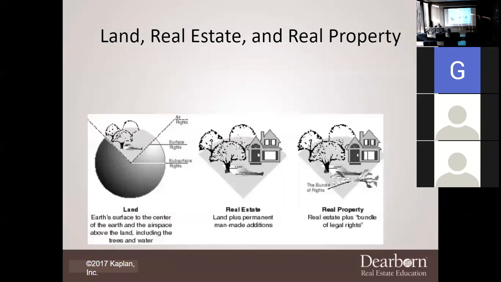So, Mr. Eugene, you own a property. If you wanted to, could you rent that property off to Travis? Yeah. Okay, so what part of that would fall under this, Mr. Eugene? Land, real estate, or real property? Real property. Okay, and then what part of real property are we talking about? The bundle of legal rights. Okay, the bundle of legal rights is what you are giving off.